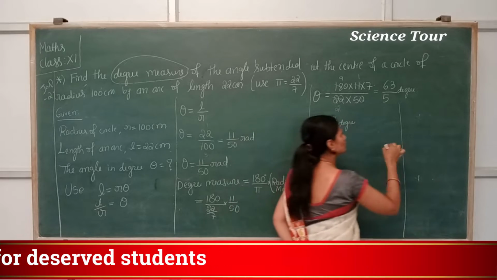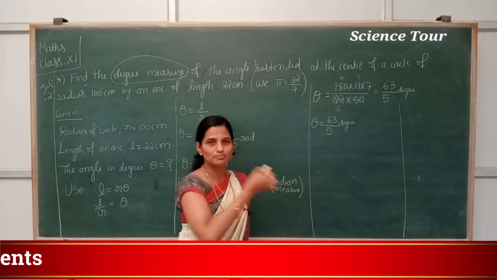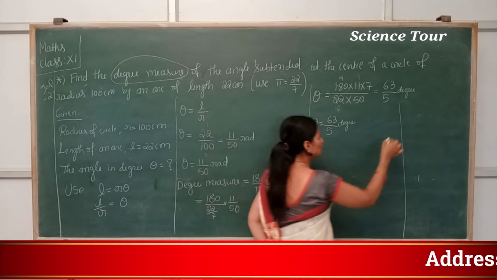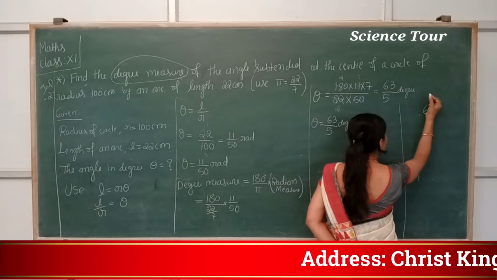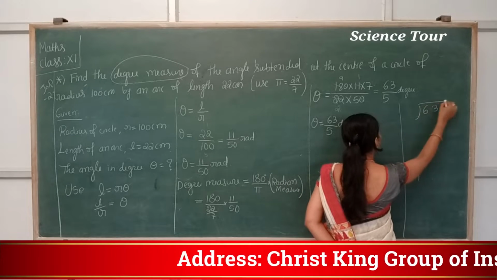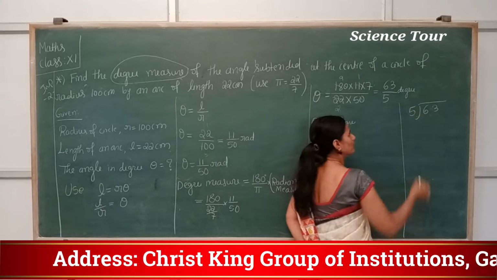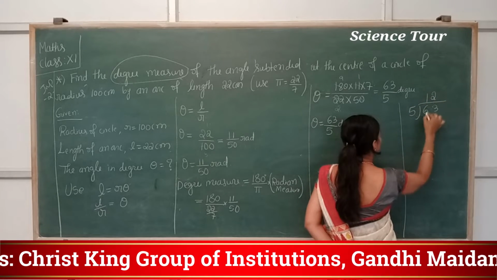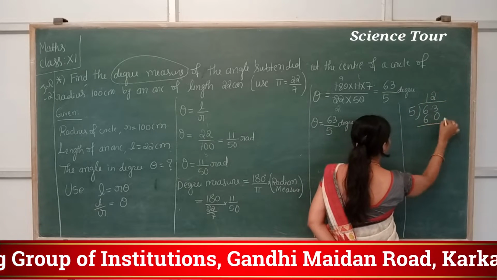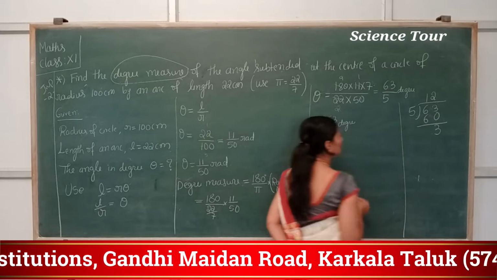Okay. Now you should separate this integer part and decimal part. How to separate? You should divide this. So 63 divided by 5. Correct? No. 5 12s are 60. So what is the remainder? It is equal to 3.